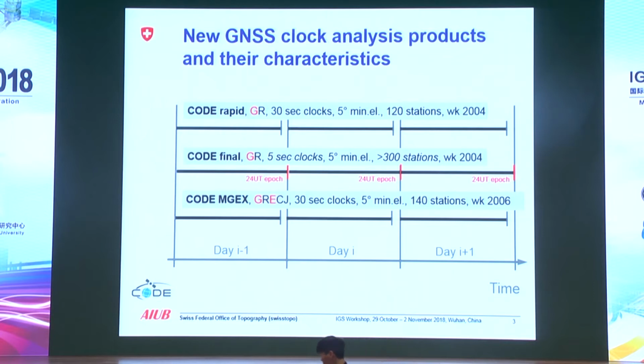Important, by the way, is also a feature we added recently: we added the 24 UT epoch to the final clock product. This is just done internally, not yet provided to the IGS, but this allows them to compare at one specific epoch the product from the previous day to the next day.